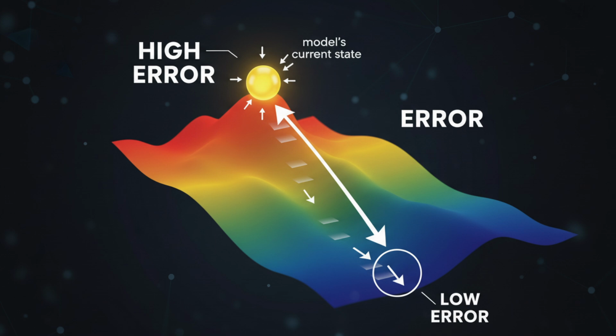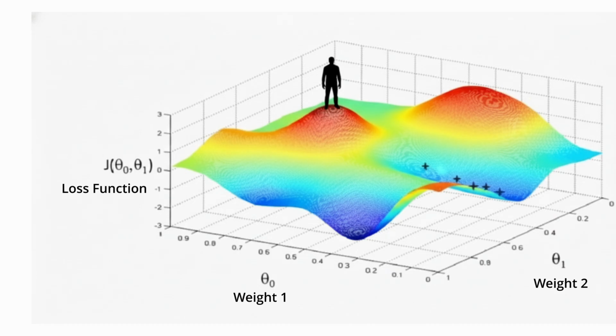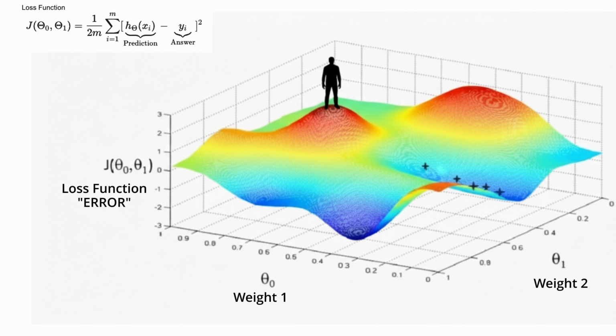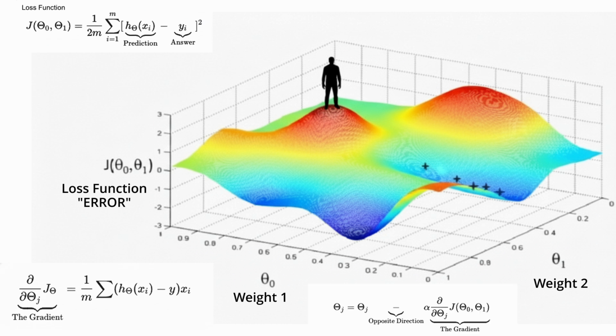Here's how the process works in simple terms. Each time the model takes a step, it checks how well it's doing. That's measured by something called the loss. Loss is basically how far off the model's predictions are from the correct answers. Then it measures the slope of that loss curve. This slope is called the gradient. The gradient shows which direction makes the loss go up and which makes it go down. We then adjust the model's weights, those internal knobs, in the opposite direction of the gradient. That's how the model moves downhill, reducing its error each time.